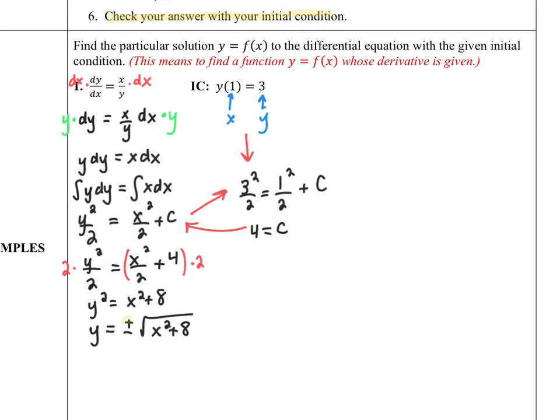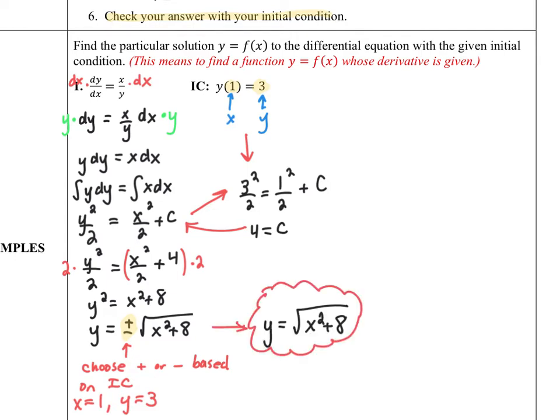The answer is either the positive or the negative square root of x squared plus 8. What determines which of these is the answer is the one that works with my initial condition of y of 1 equals 3. And when I plug my x equals 1 into this, I get a square root of 9. And it's either plus or minus 3, but because I want the y to equal a positive 3, I'm going to choose the positive square root as my answer.